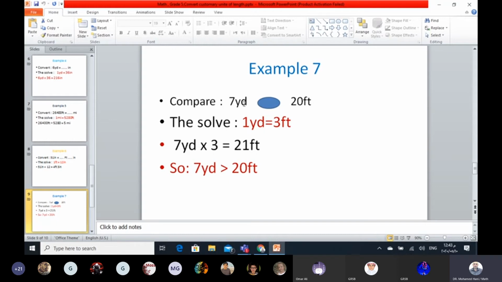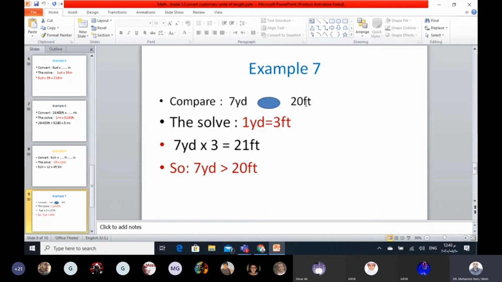So what is the relationship between yard and feet? The rule said each 1 yard equals 3 feet. So when you want to change from yard to feet, from big unit to small unit, multiply by what? Multiply by 3. So here we can write 7 yards multiplied by 3 will be 21 feet. So 7 yards equal what? 21 feet.